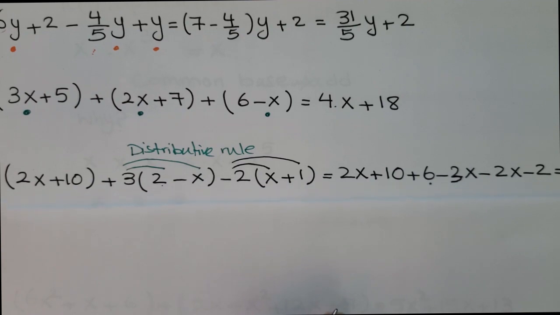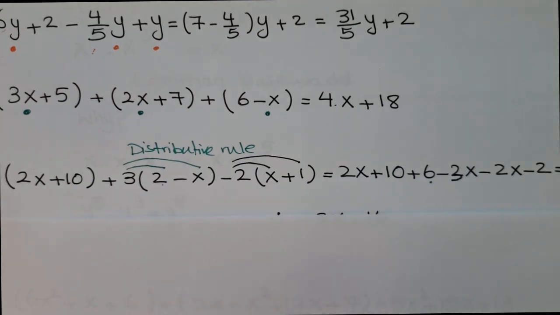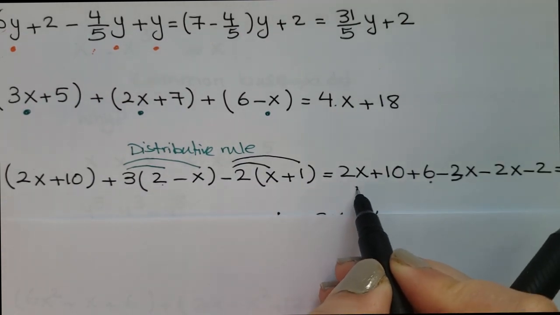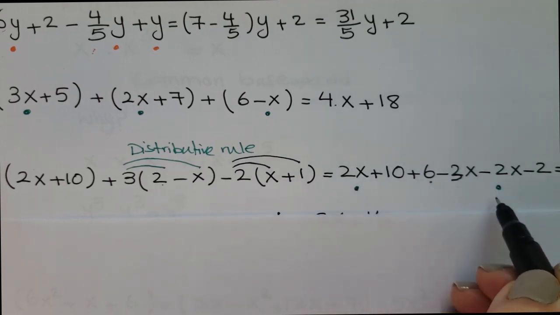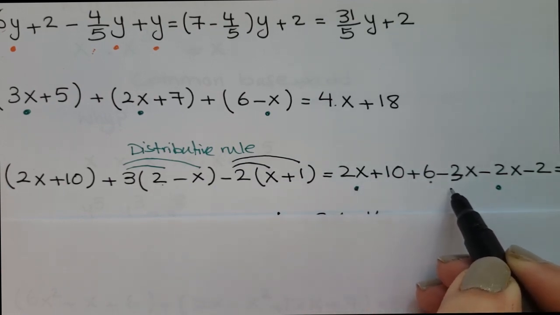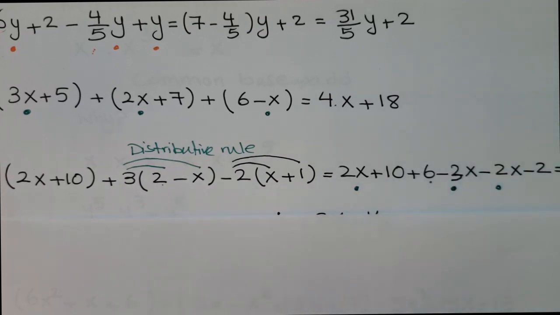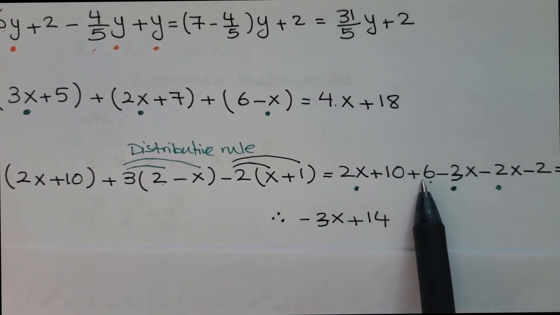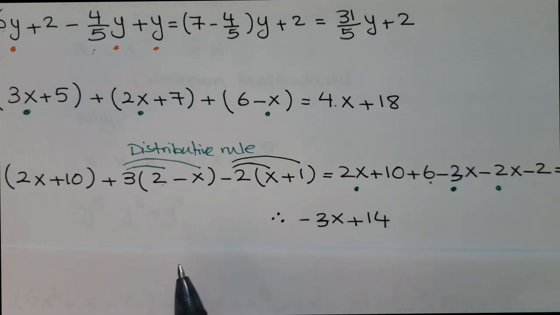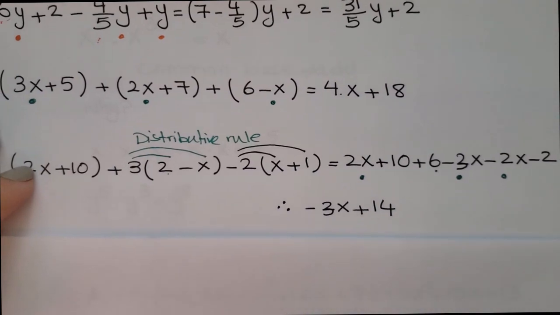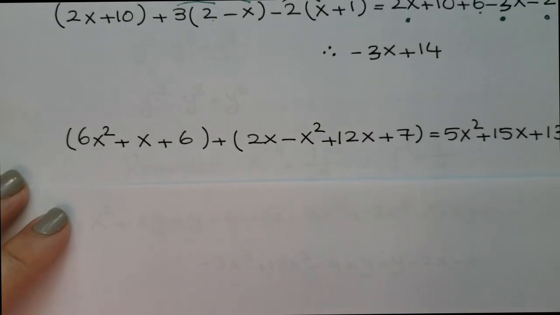So here I have to see how many apples I have. So I have 2 here, but I gave away 2. And then I gave away another 3. So that would be negative 3x. And then the constant would be 10 plus 6, 16, minus 2, it's 14. Okay, so you can see, after a few examples, it would be a breeze. It's very simple. Let's do another example.